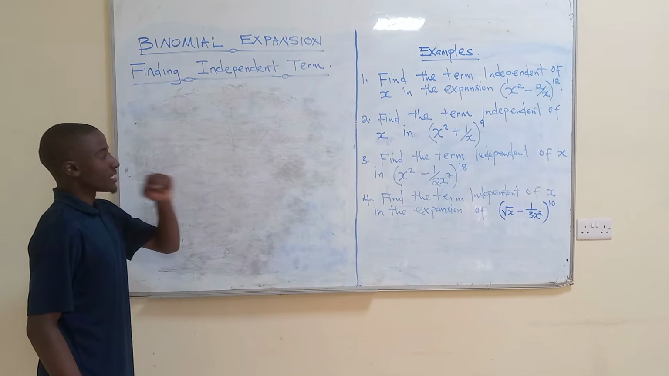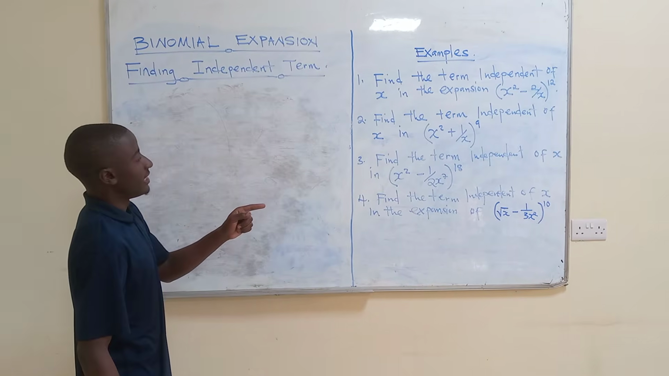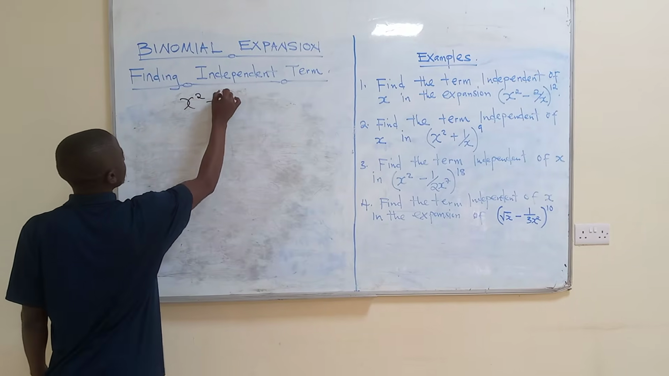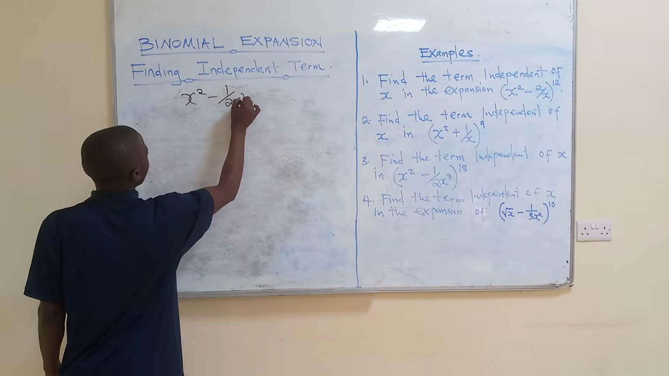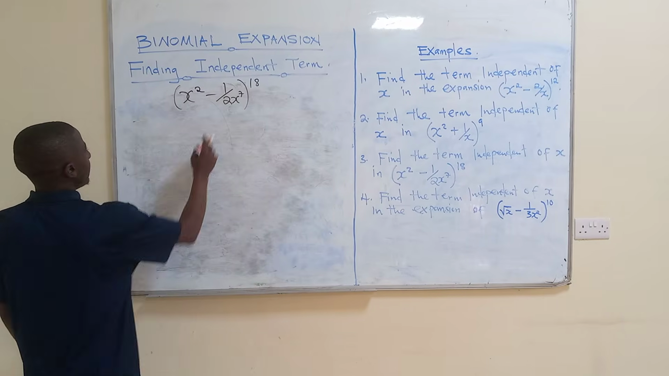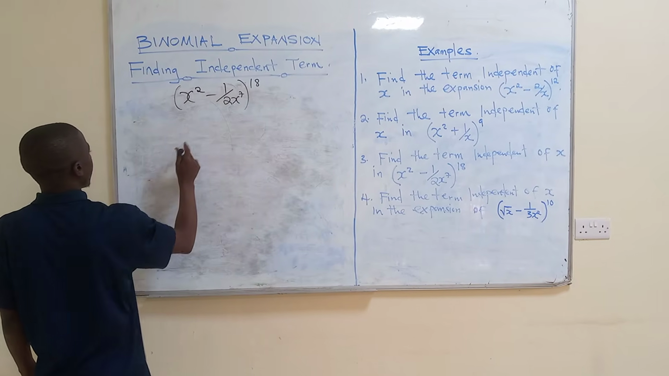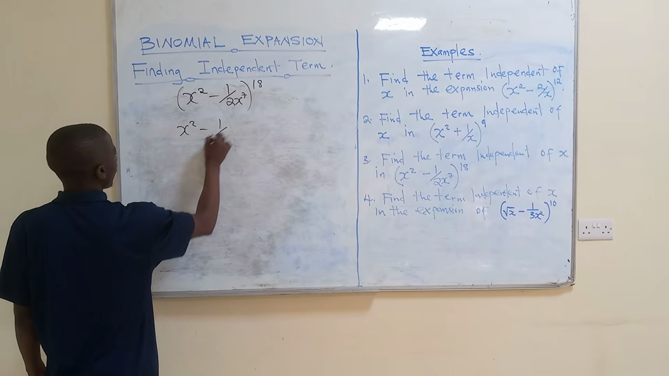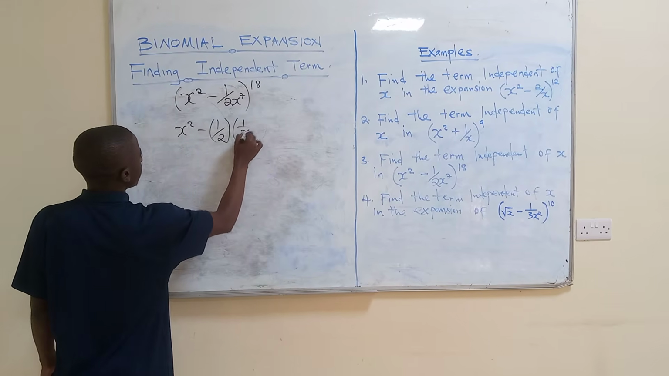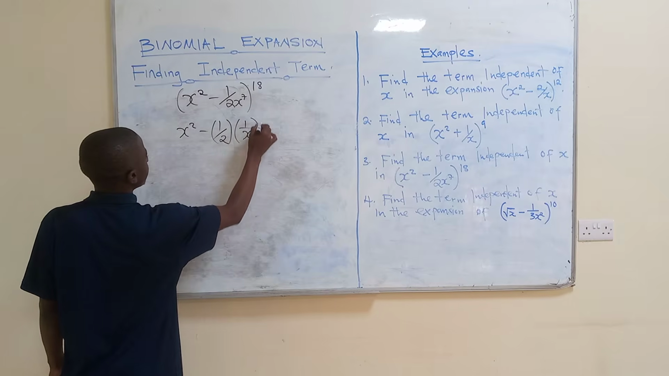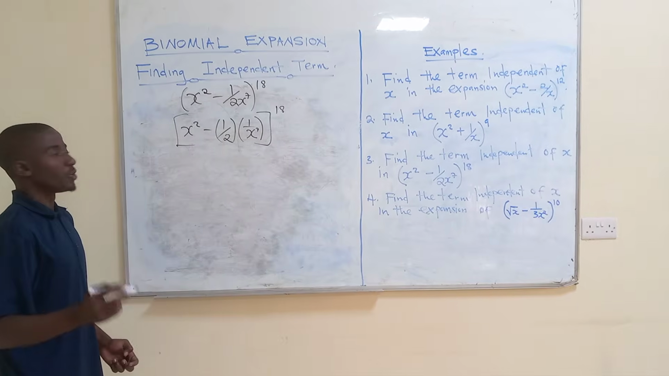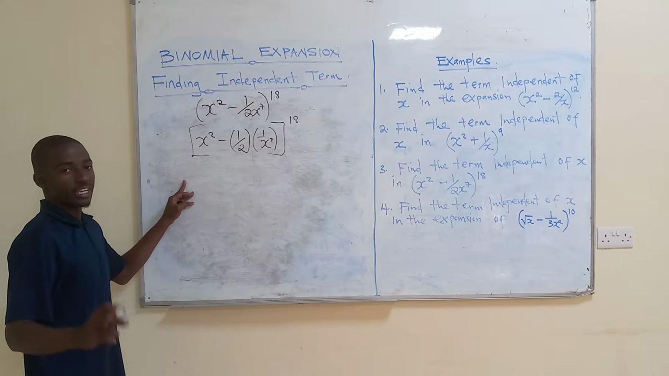Let's proceed. So question 3, they are saying, find the term independent of x in (x squared minus 1 over 2x) to the power 7, that is 18. So there, let me try to simplify what is inside the brackets, that is (x squared minus 1 over 2) multiplied by (1 over x) to the power 7, all multiplied by 18. So first step, you have to find the value of r using the small what?